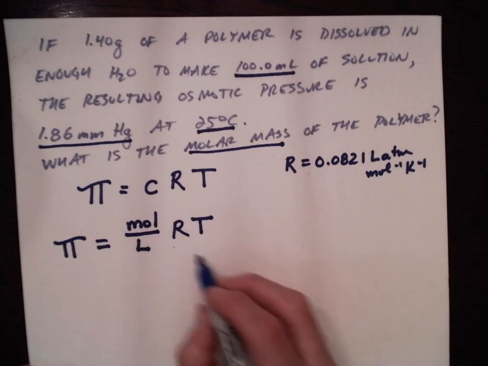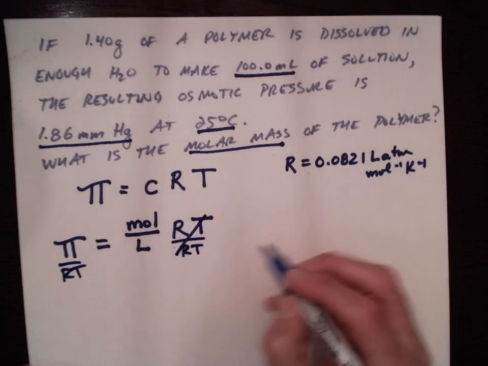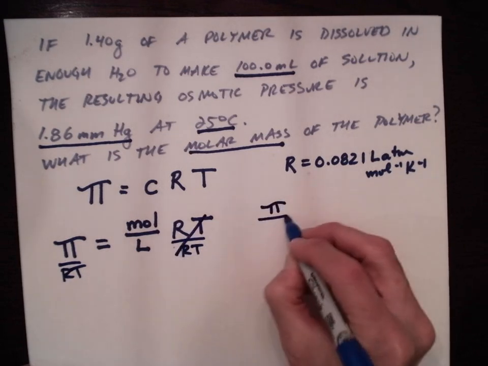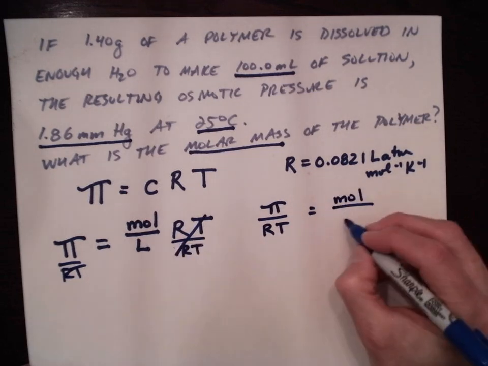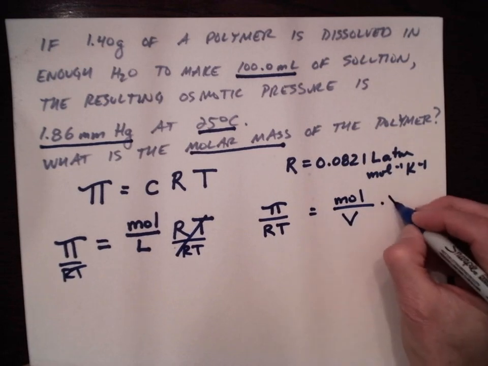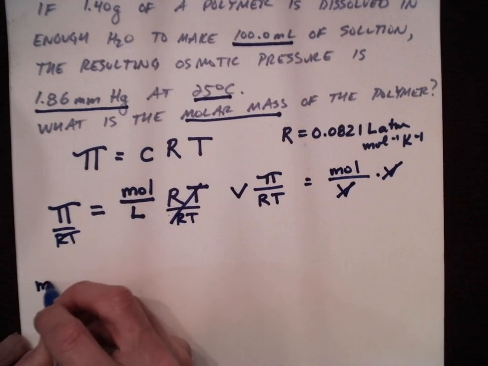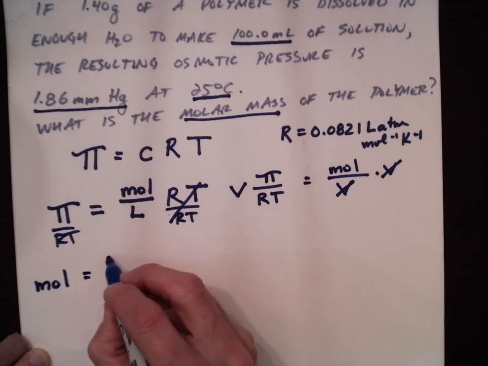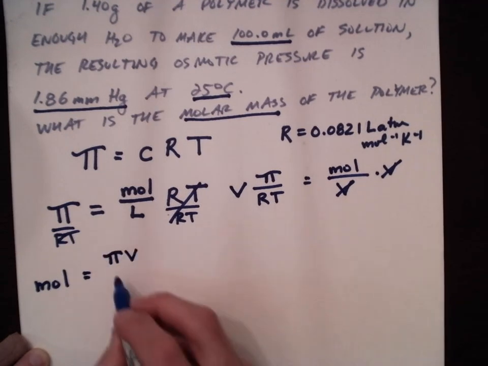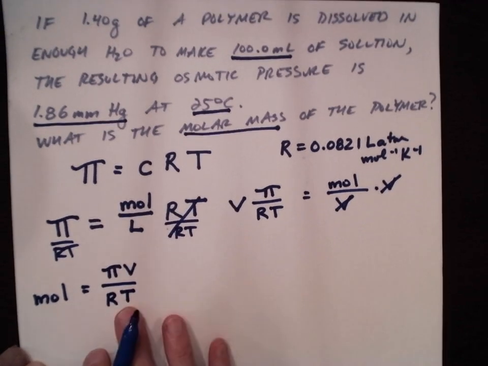So I'll divide both sides of this equation by RT. If I do that, I get pi, the osmotic pressure, over RT is my moles per volume. Multiply both sides by volume, and I get that my moles, which is what I'm looking for because I want my grams per mole, is going to be equal to the osmotic pressure times the volume divided by R divided by T. And as long as we have everything in the appropriate units, we're going to be in good shape.